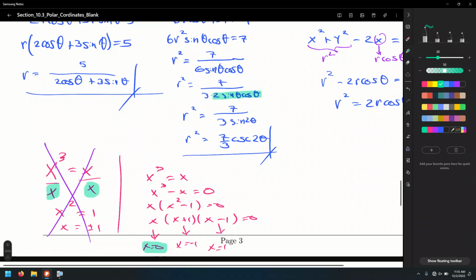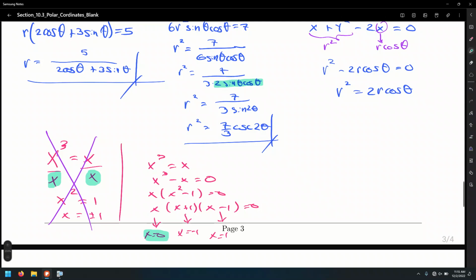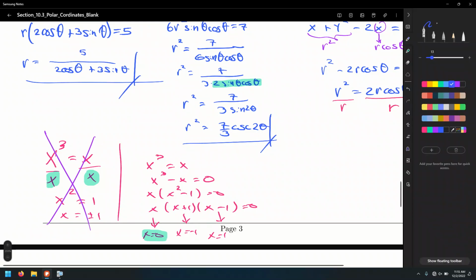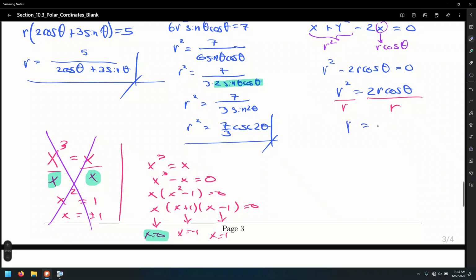This is an issue in the rectangular system. However, that's not an issue in the polar system because when you have a circle, you can have a circle of radius 0, which is essentially just the pole, isn't it? It's just the origin. So in this case, it's fine to divide by potentially 0. And that gives us the following equation: r equals 2 cosine theta.